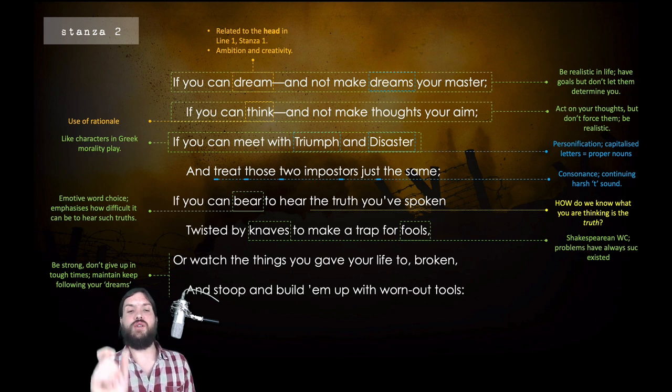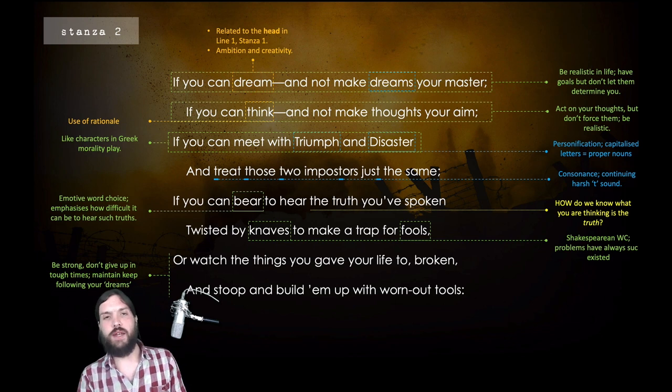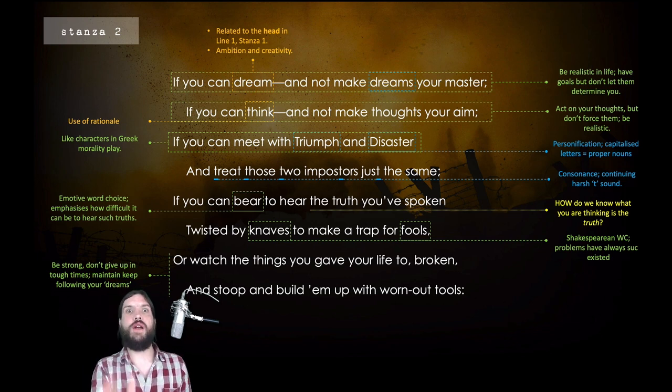Or watch the things you gave your life to, broken. That caesura, that comma forces us to slow, to take a pause. Watch the things you gave your life to, making you think about the things perhaps you've given your life to, and emphasizing broken. Just imagine that. Something that you've worked for, let's say you're 30 years old, something that you've worked all your life for, or even if you're a teenager working hard towards doing your exams, then it's broken, disaster, you fail.